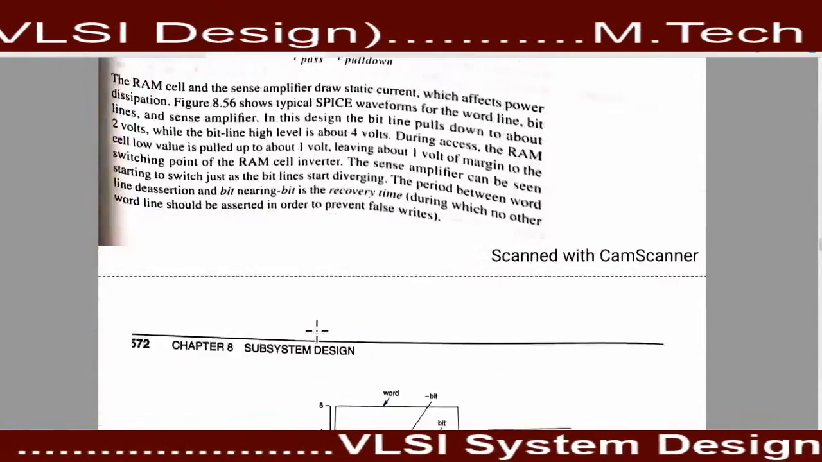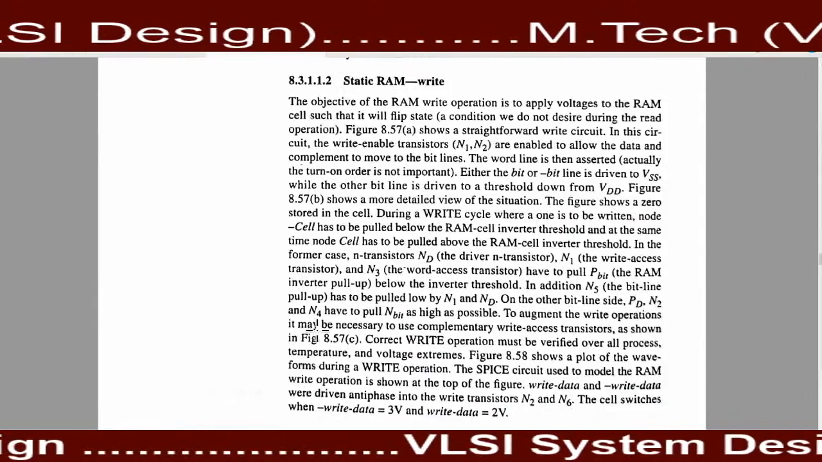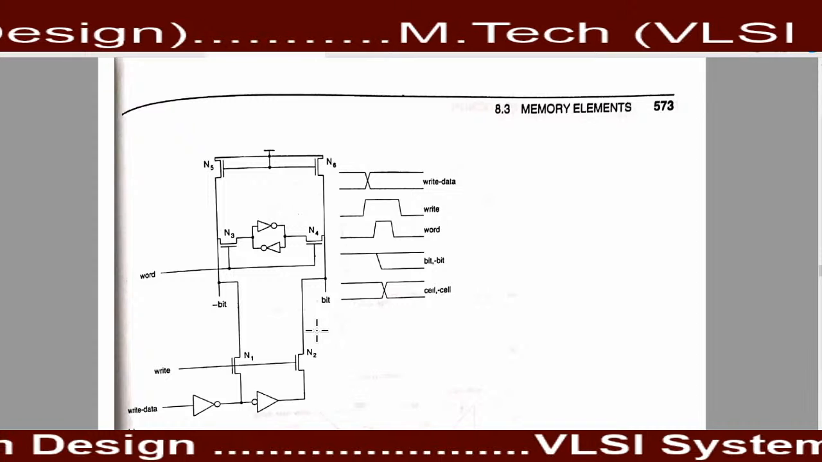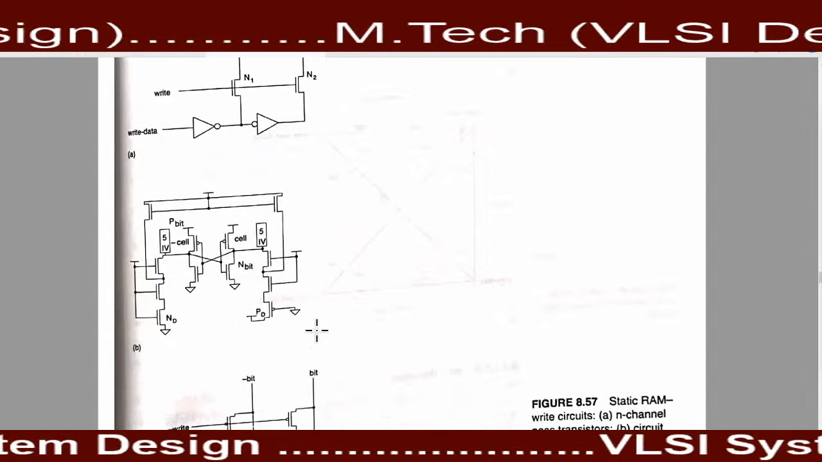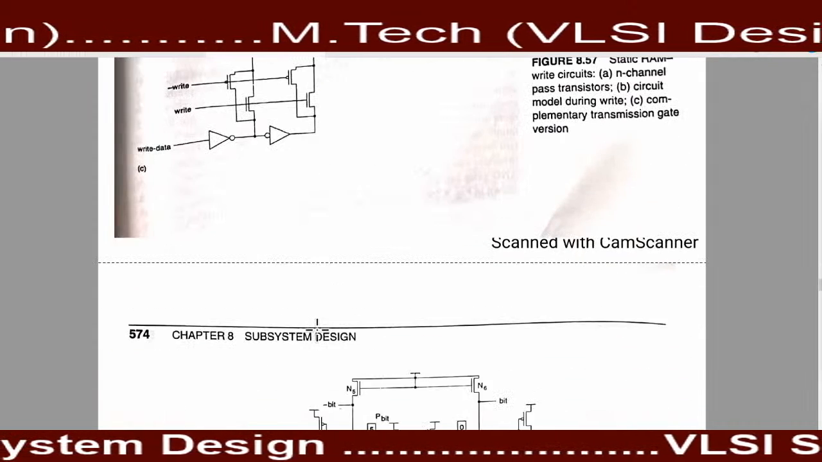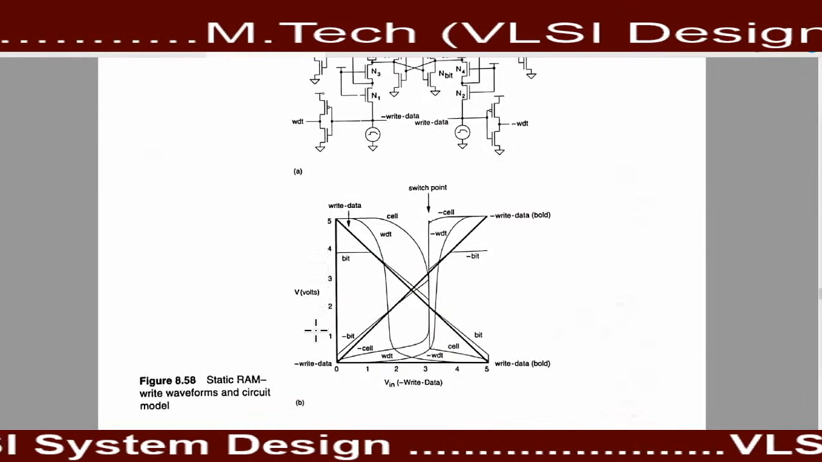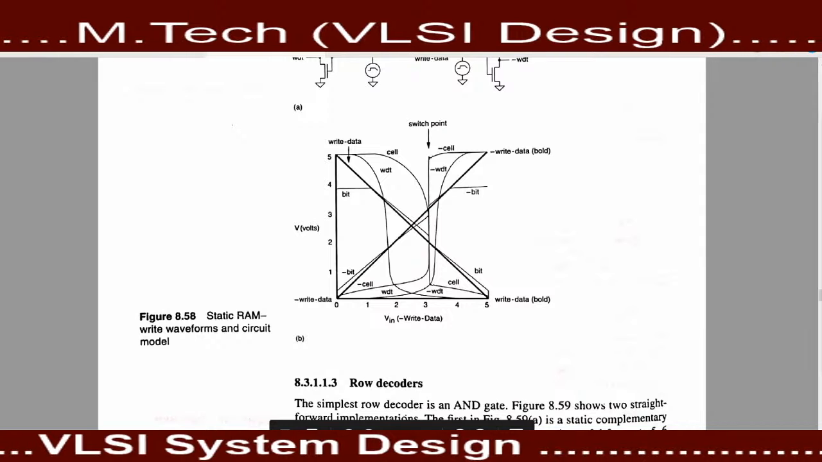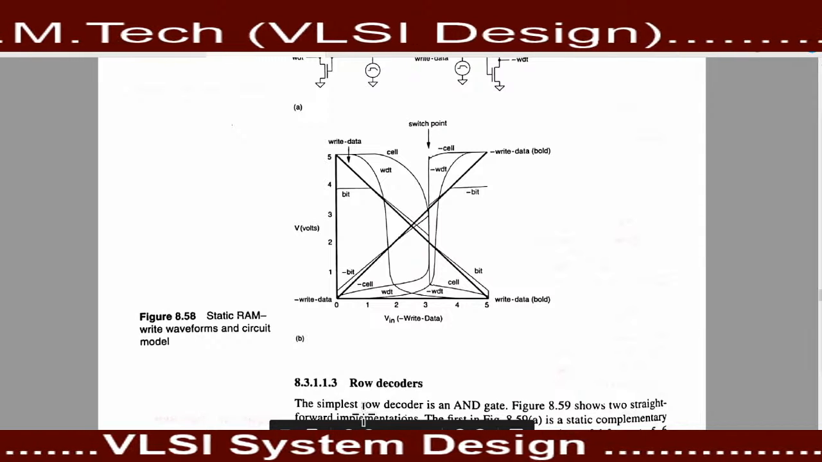So this one is all about the static RAM reading and writing operation. I hope you understand this topic. In the next class we will discuss the row decoder and sense amplifier topic.